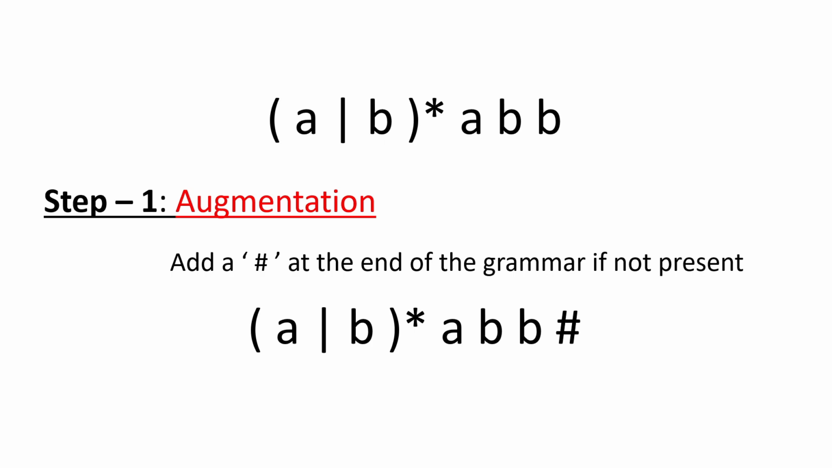So our first step will be augmentation. So what is augmentation? We have to add a hash at the end of the grammar if it is not present. So let's say we have been given a grammar like this, and we'll be checking whether there is a hash at the end. We can see there isn't, so we're going to add it at the end of the grammar. So this is our step 1.